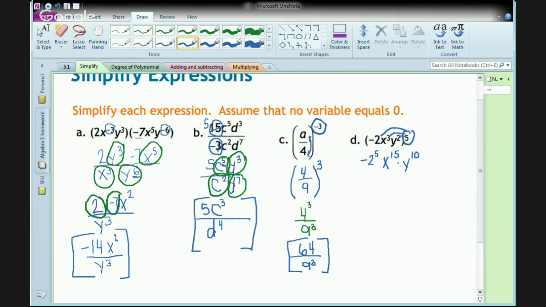So I can't do anything else with the variables. There's no variables to cancel. I only have one x and one y, which is good. And then I have negative 2 to the 5th. Negative 2 to the 5th is negative 2 times negative 2 times negative 2 times negative 2 times negative 2, 5 times. So I'm going to do that on the side over here.